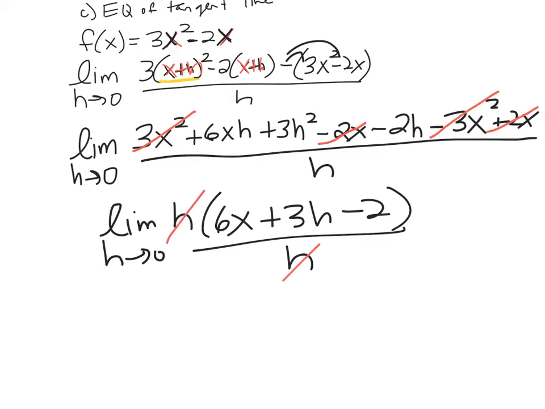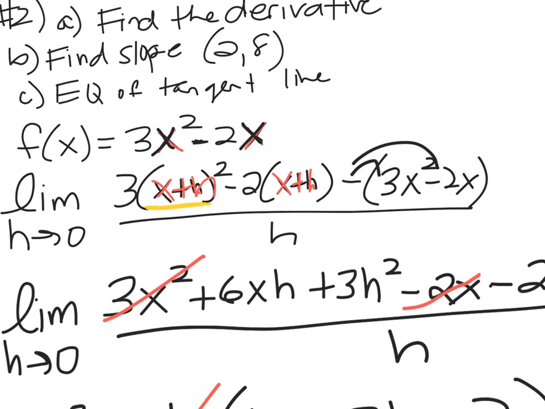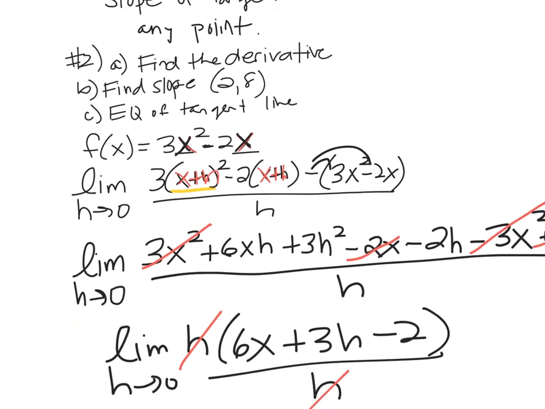Wait, in the top part, how did you get that minus 2x minus 2h? Oh, see, this had two places that I had to plug in x plus h. It was a little more complicated.